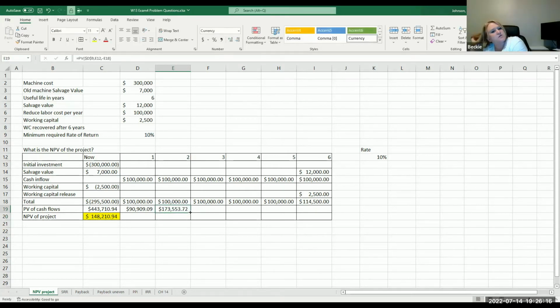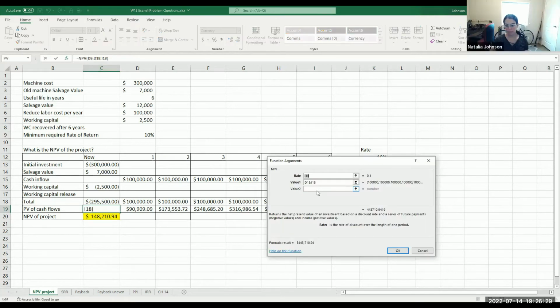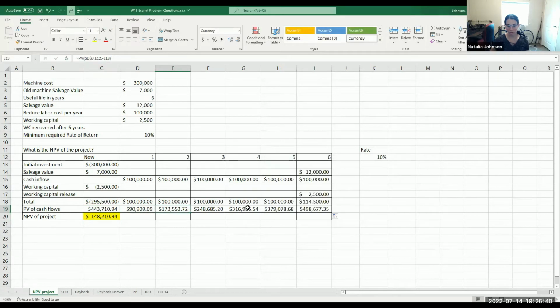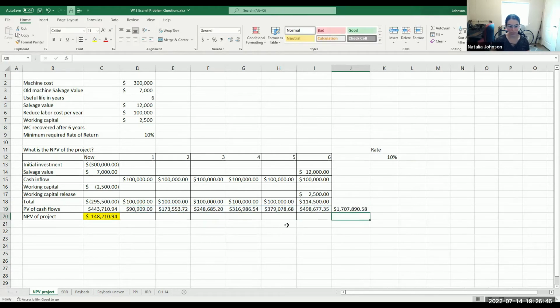And the teacher also showed us that once you put equals NPV, you hit the FX up at the top, and it pops up a box, and then you can enter it in there. That's another way to do it. And if you do the present value of every year and then do a sum, it should give you the same that we got, right?